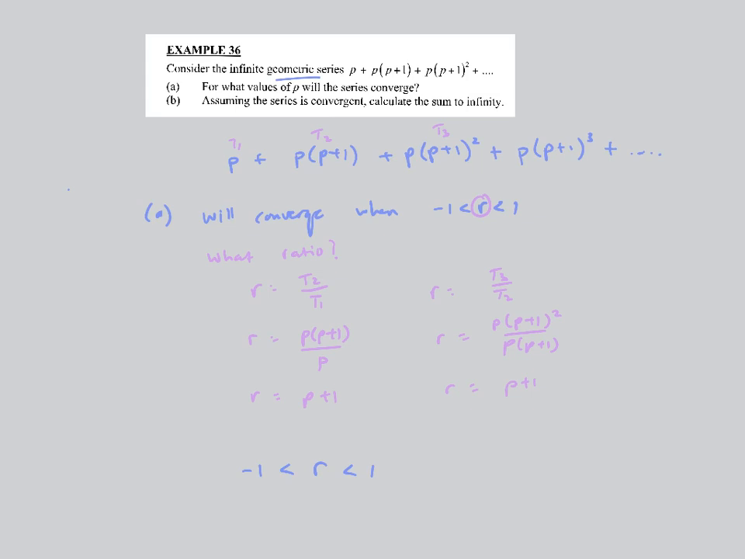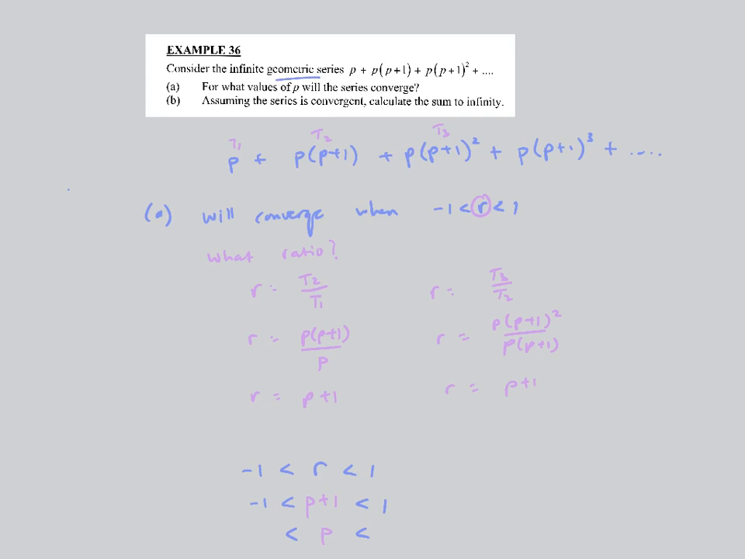So the ratio, we said the ratio must be between minus 1 and 1, right? But what is the ratio now equal to? The ratio is p plus 1. So p plus 1 must be between minus 1 and 1. So therefore, what is p equal to? Remember how to do these inequalities. What you do to one, you must do to the other. So how do I get rid of the p plus 1? You only want p. So how do you get rid of the plus 1 there?